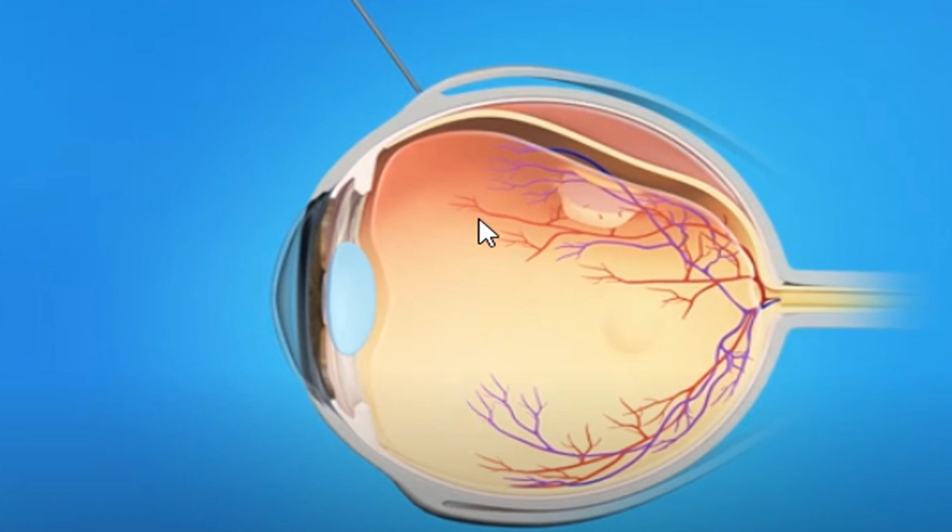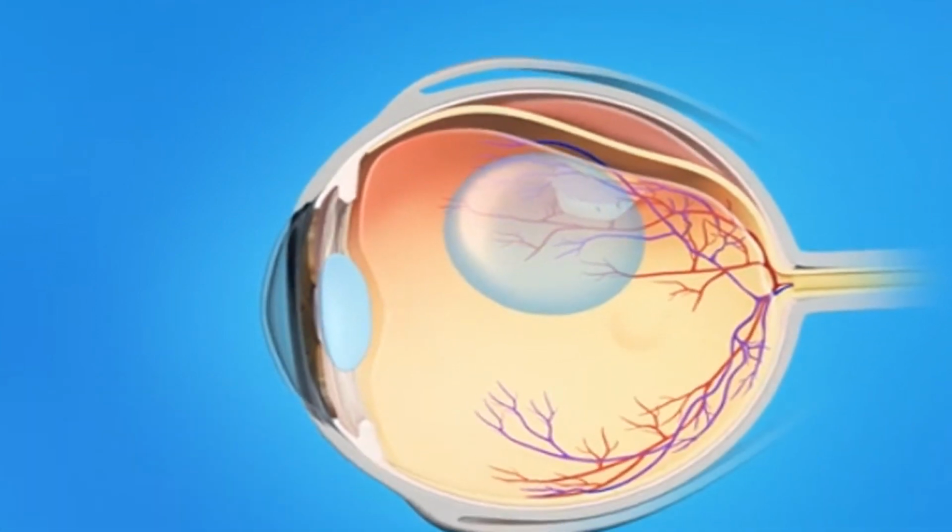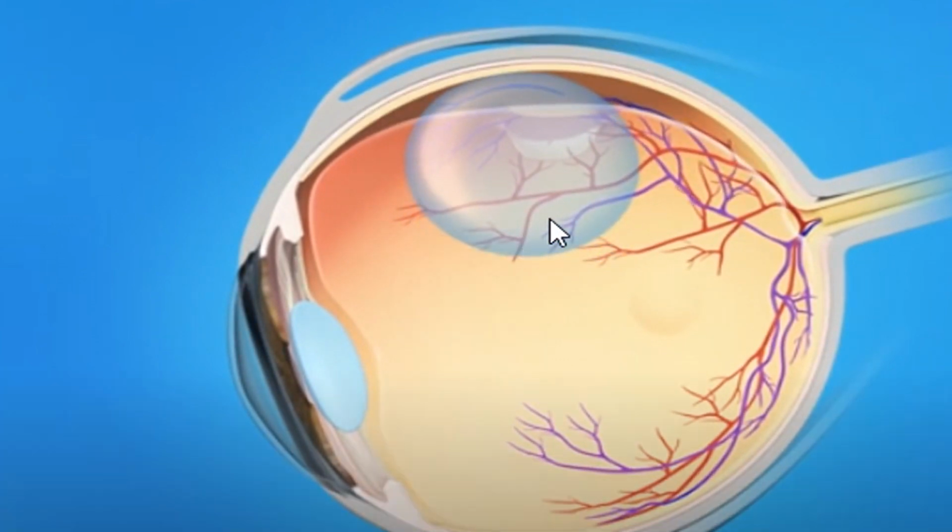So how can we do it? Let's see. Actually, this is during injection of the air. What will happen here? Okay, but let's stop here. You have injected the air or the gas bubble or whatever, and it has elevated and pushed the retina against its right place.